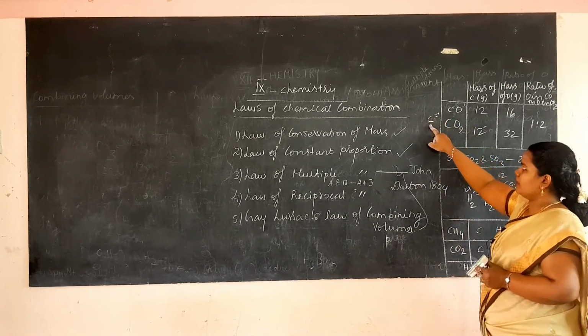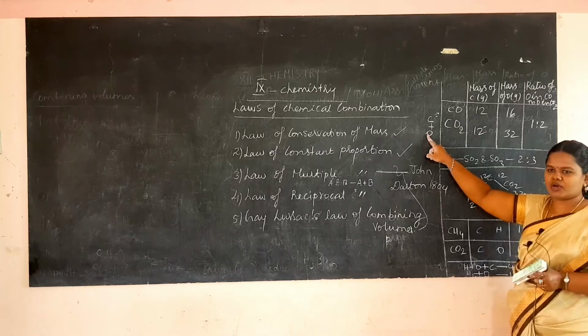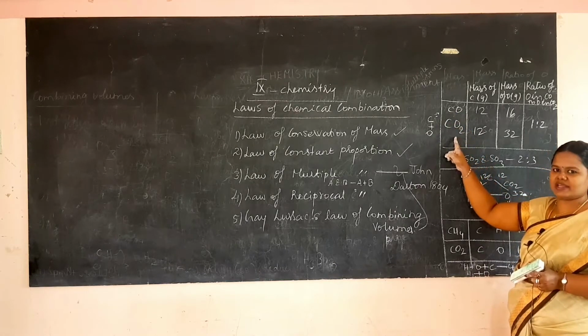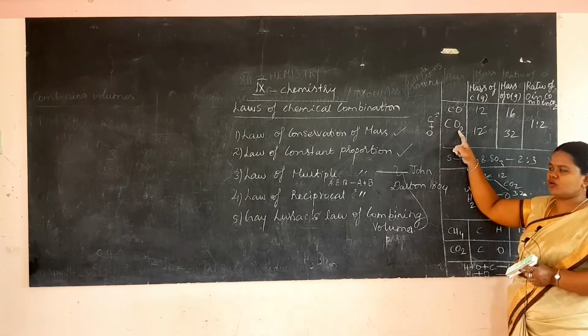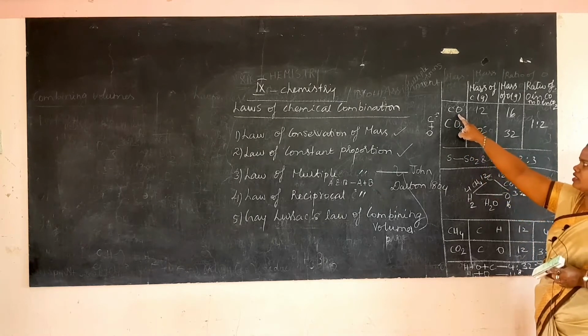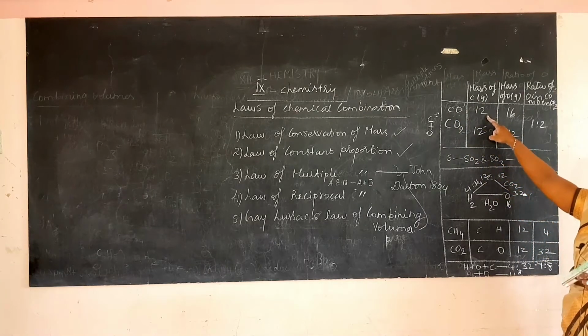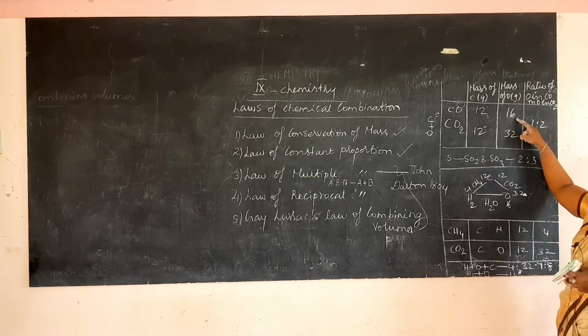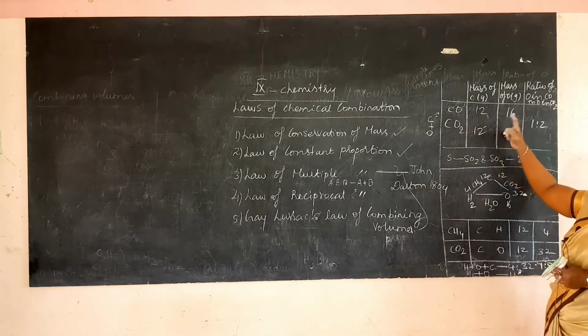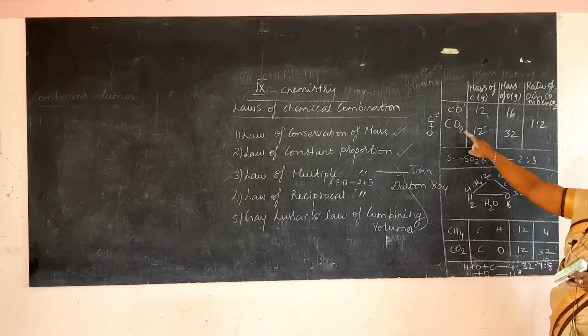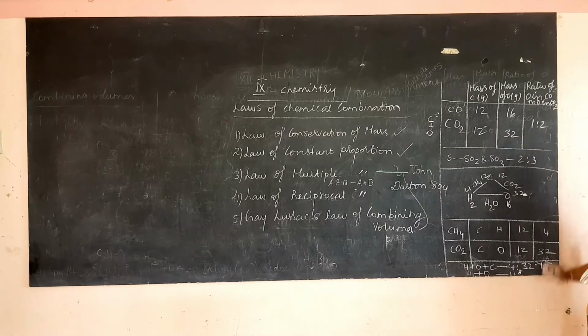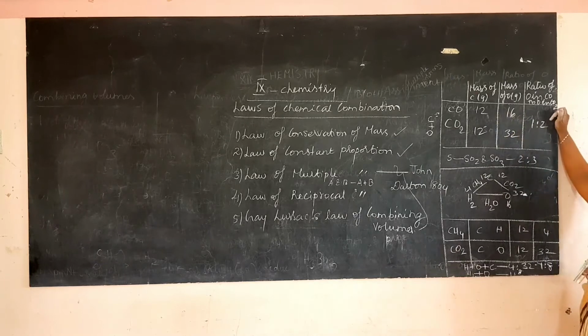For example, carbon combines with oxygen to form two compounds, carbon monoxide and carbon dioxide. So you can assume this is A and this is B, so A combines with B to form CO and CO2, or AB and AB2. Here in CO, the mass of carbon is 12 and the mass of oxygen is 16. In CO2, carbon mass is also 12, and 2 oxygens are there, so 16 into 2 is 32. So it bears a ratio 1:2. Thereby we know that the law of multiple proportion has been confirmed.